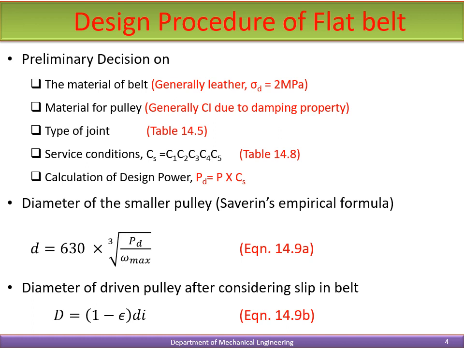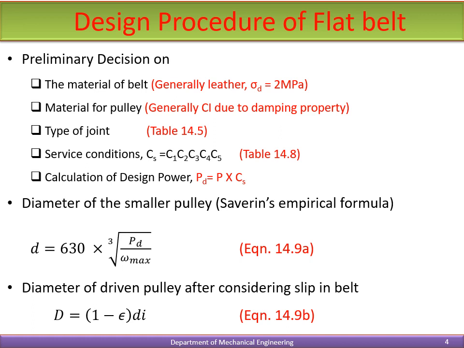Service factor CS is equal to C1 C2 C3 C4 and C5, the multiplication of different service factors. Then we will calculate the design power PD. PD is equal to the modified P value, which is P into the service factor. And the first stage is the preliminary decision. In that preliminary decision we will consider the main 5 cases. And next we will consider the diameter of the smaller pulley.